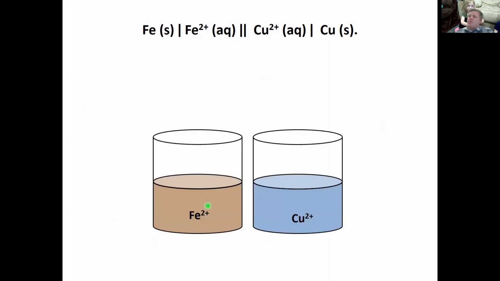So on the left, I have a beaker with a solution full of iron 2+, and on the right, I have a beaker full of copper 2+. For these species, you also need to balance out the charge. So we're going to throw some sulfate into each side.